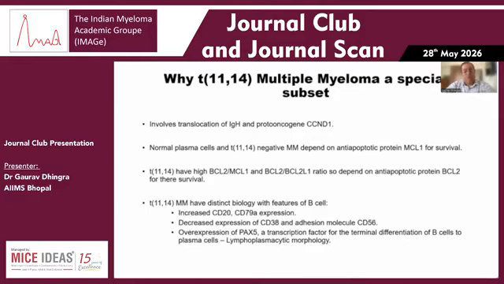So, to begin with, why is translocation 11-14 multiple myeloma a special subset? As we know, it involves the translocation of the IGH gene and the CCND1 proto-oncogene, which leads to increased production of cyclin D1. Normal plasma cells and translocation 11-14 negative multiple myeloma depend upon the anti-apoptotic protein MCL1 for their survival, while translocation 11-14 positive myelomas depend upon the anti-apoptotic protein BCL2 for their survival, as they have increased BCL2 to MCL1 and BCL2 to BCL2L1 ratios.